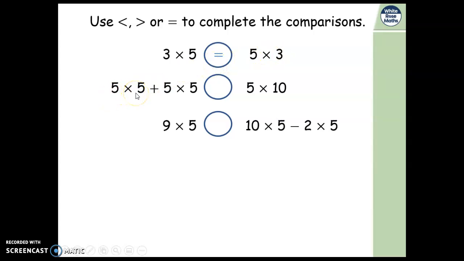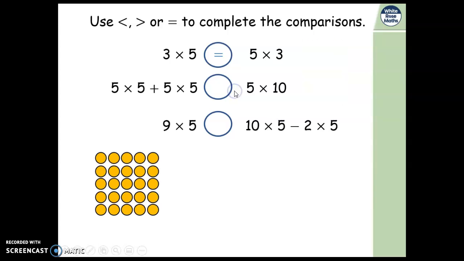5 times 5 plus 5 times 5 is the same as 5 times 10. This is more difficult. 5 times 5 equals 25 because we've counted in 5s 5 times, 25. Then we'll add another 5 times 5. We know that we've got 25, so it's the same again. 25 add 25, that makes 50. 5 times 10, 10, 20, 30, 40, 50. 50, so they are also the same.